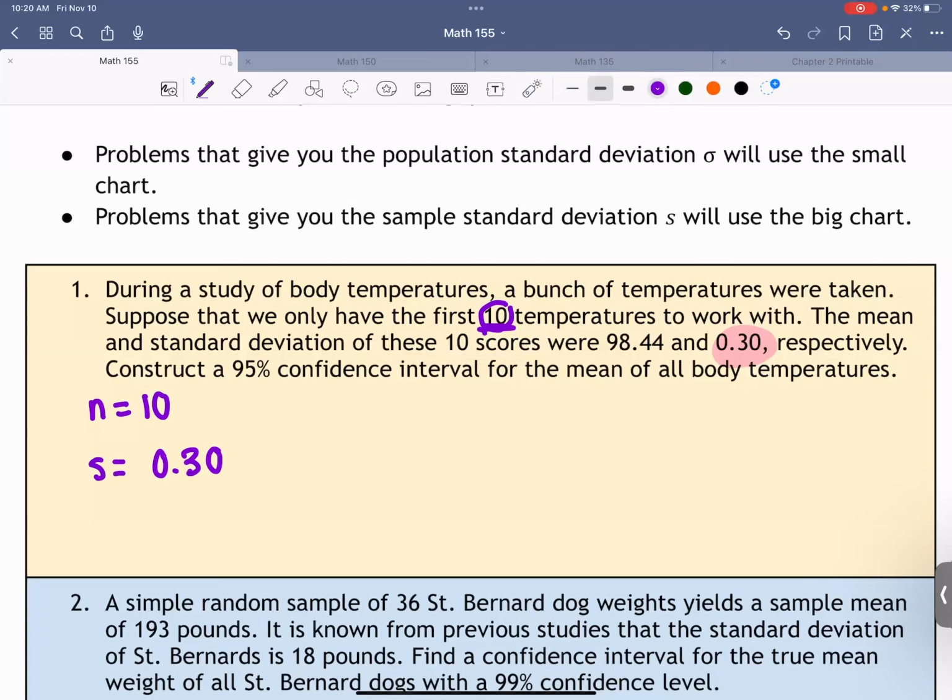And if S is given, do we use the big chart or the small chart? Big chart, right? Big chart always goes with S. Use the big chart here. Okay, so before you do any of these questions, you basically have to read the question, figure out if S or sigma is given, and then that'll tell you whether to do the big chart process or the small chart process. Wait, so this is sample, so we're using the big chart. Yeah, I know it's kind of confusing. You would think sample, small.